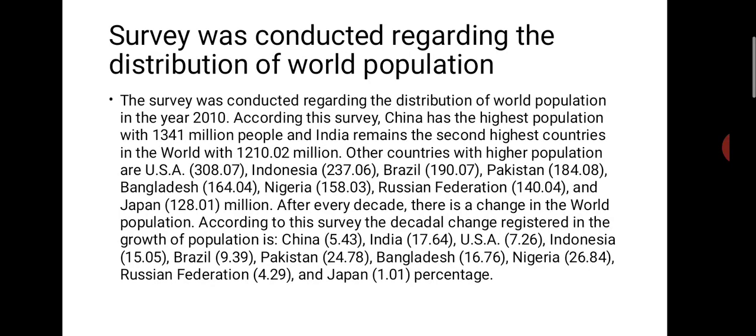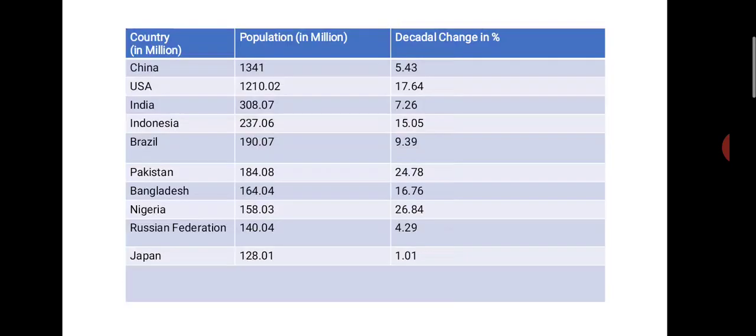After every decade, there is a change in the world population. According to this survey, the decadal change registered in the growth of population is given for China, India, USA, Indonesia, Brazil, Pakistan, Bangladesh, Nigeria, Russian Federation, and Japan in percentage. So this paragraph is converted into the table, as it is written in the table.